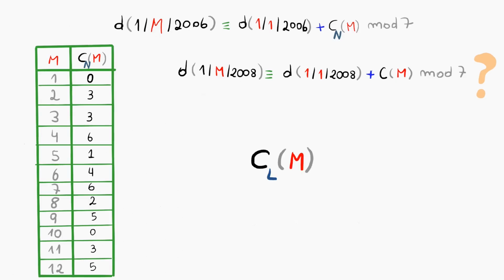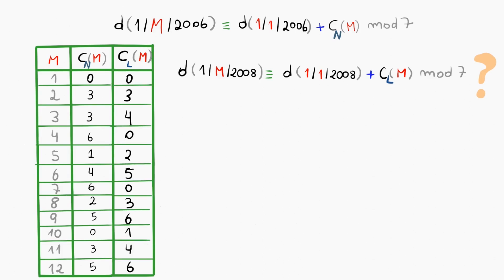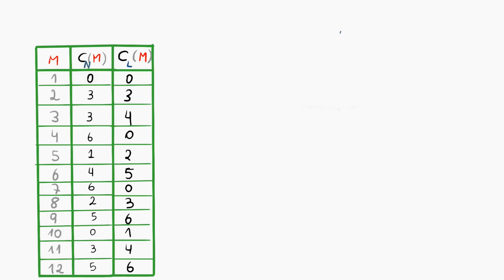If we refer to these values with a subscript L, indicating their validity for leap years, we can see that their table of values does not change for the months of January and February, but it does change for the months of March to December, requiring the addition of an extra day due to the additional day in February of leap years. Let's summarize what we have so far.